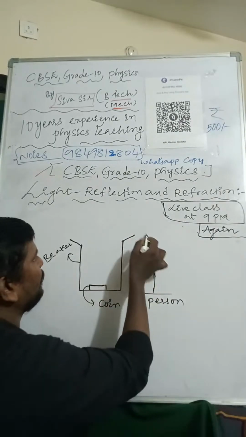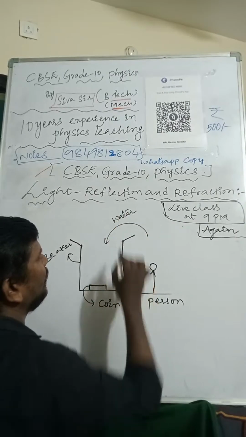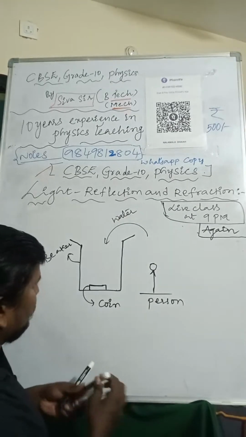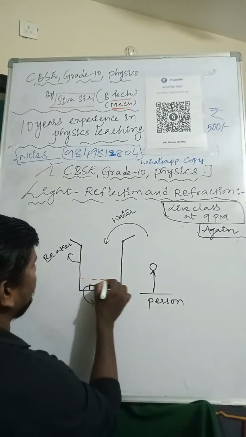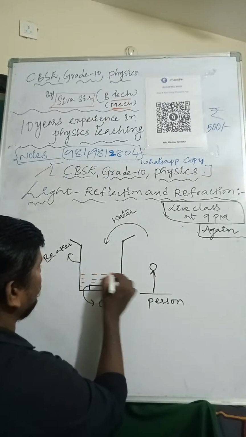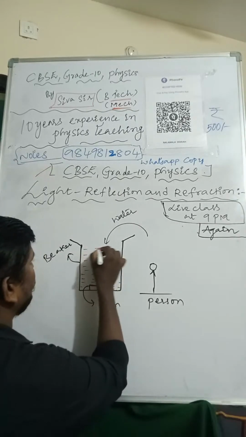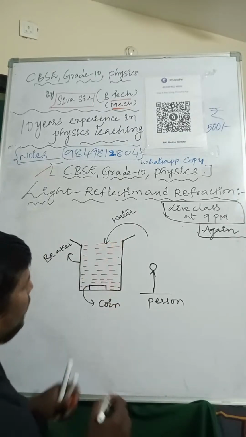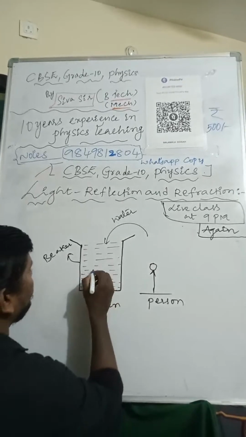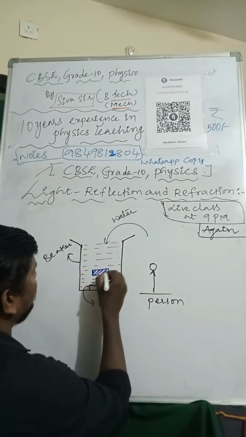After that, if you pour water, so I am pouring water, then the coin position rises. If you take it like this, the coin position rises up here. So the coin appears here.